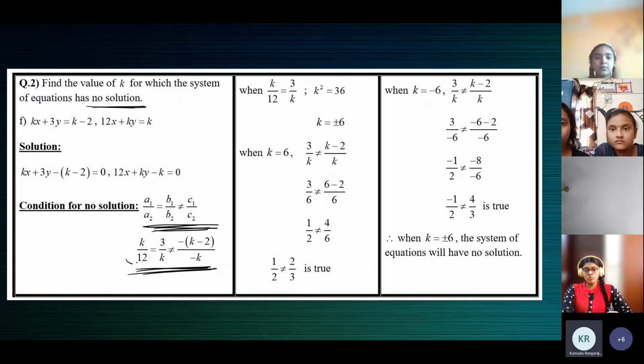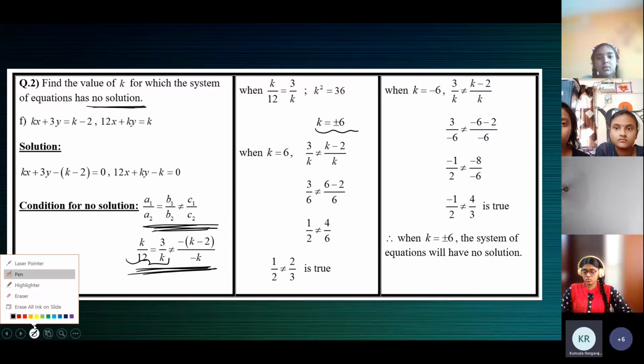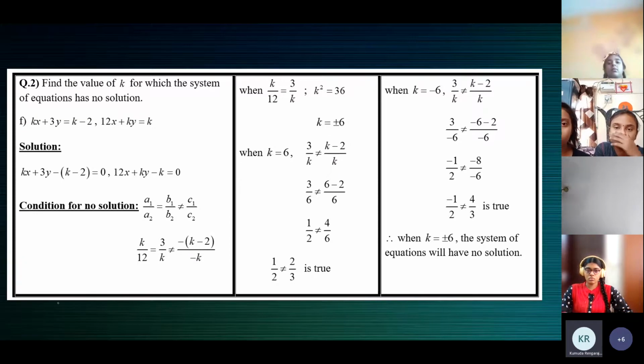Now equate this. On equating, you get k square is equal to 36 or k is equal to plus or minus 6. So now we've got two values for k. One is plus 6, one is minus 6. Now the next thing is, can we go ahead with both the values of k?